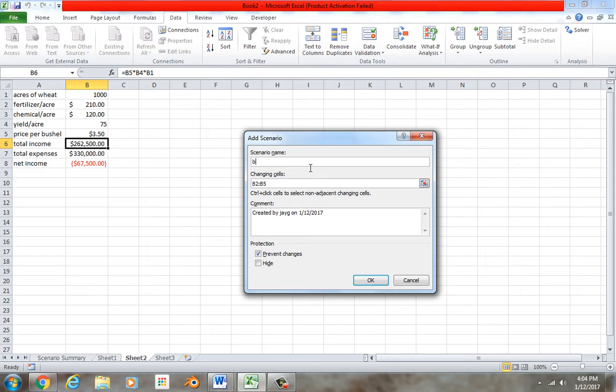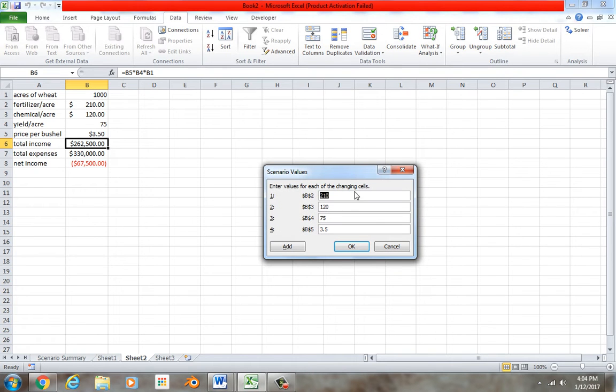Okay. Now I'm going to do best case. Best case. Change the same variables. And best case, I'm going to spend a lot less on fertilizer, maybe. So I don't know, 150.